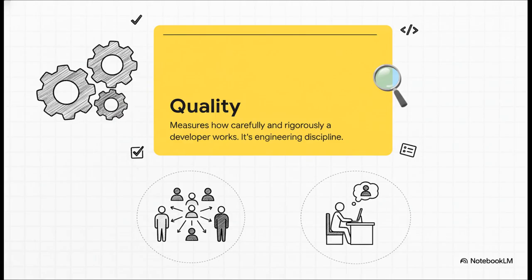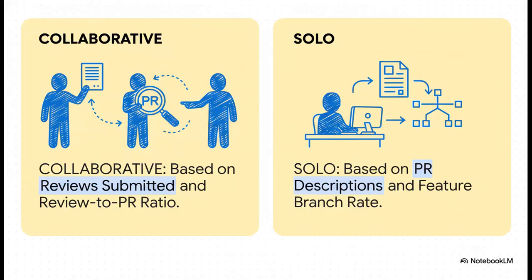Now, let's move on to the next dimension, quality, because this is where things get really clever. Quality is all about measuring engineering discipline and rigorous work. And here's the genius part. The system actually understands that quality means different things for a developer working on a big team versus someone working on a solo project. Okay, so how on earth does that work? If I'm working on my own side project, I don't have PRs to review, so does the system just ding me for that? Not at all.